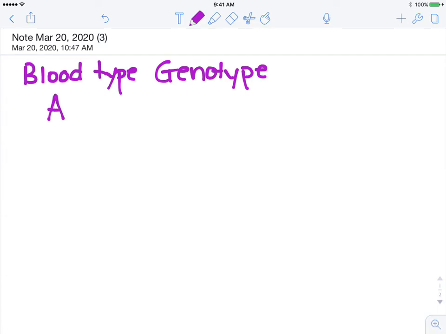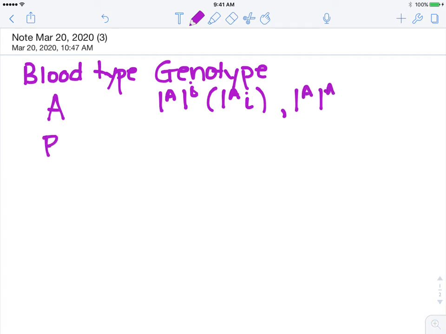If our blood type is type A blood, you could have an A allele and an i allele. That would be the recessive allele. Sometimes people will write this as I^A and then just little i. That's fine too. Either notation works. I want you to be familiar with both of them. Or they could be homozygous, so it would be I^A, I^A.